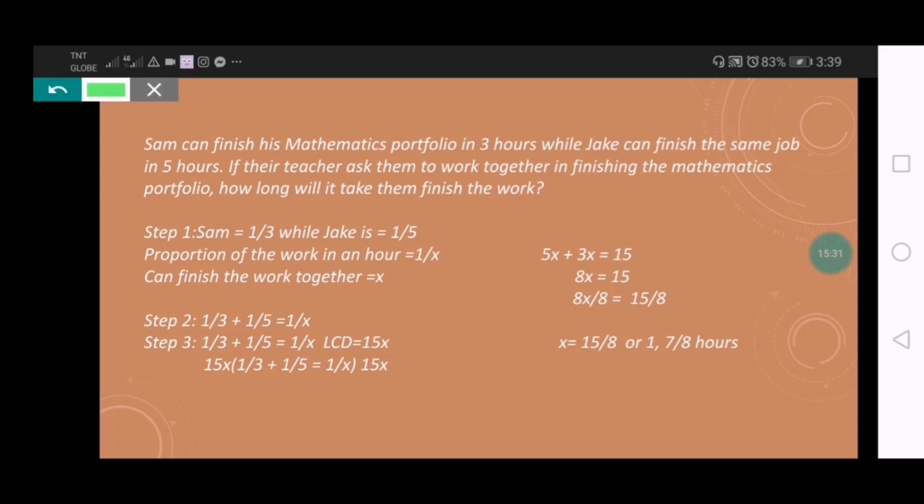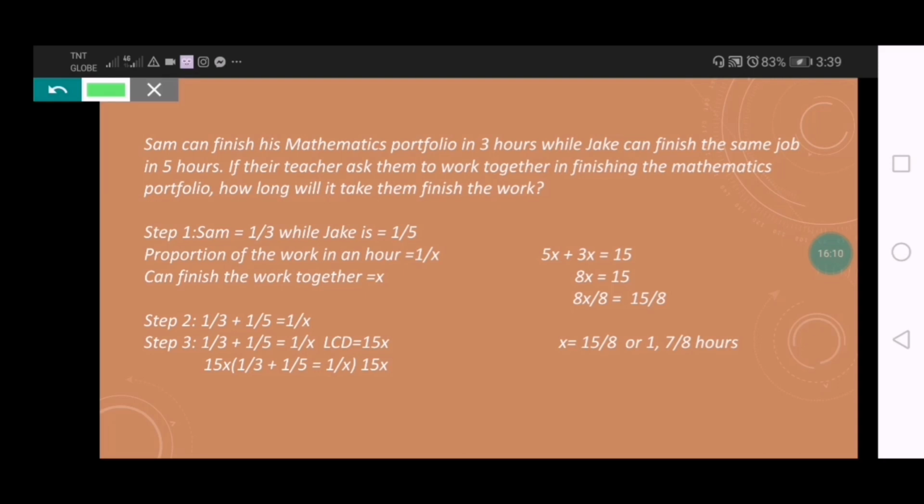Step 2. Form the equation that describes the problem. As you have seen now, we have here 1/3, which is the work of Sam, plus the work of Jake, which is 1/5, equals the proportion of the work per hour, which is 1 over x. Okay. Now, let's proceed to step 3.